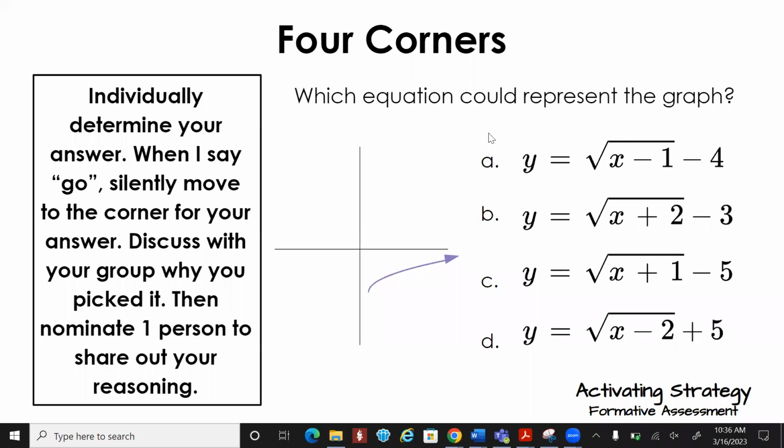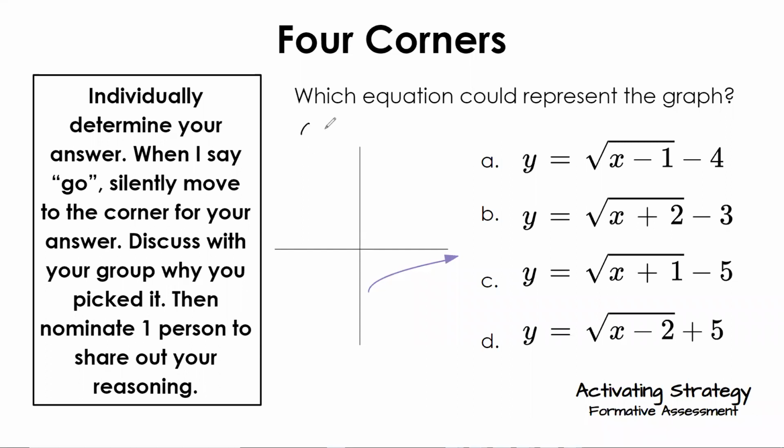Really quick, last time we wrote this down, and we said H deals with our left and right, and K deals with our up and down. We see that this graph starts here. So we know that K is going to be which, positive or negative? Negative. So we can go ahead and eliminate D.